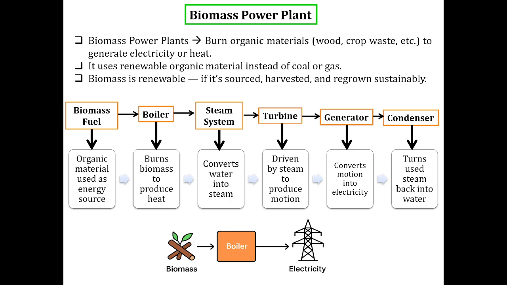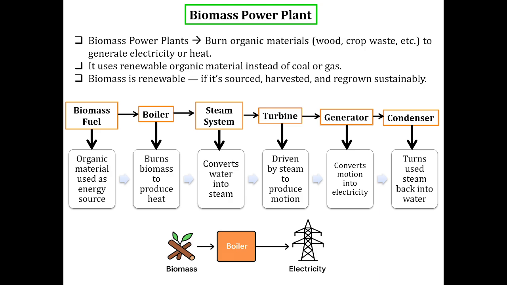Let us follow the energy conversion process. First, biomass acts as the fuel. The biomass is burned in a boiler to produce heat. The heat converts water into steam. The steam drives a turbine. The turbine produces mechanical motion. The turbine drives a generator, which converts the mechanical energy into electricity.